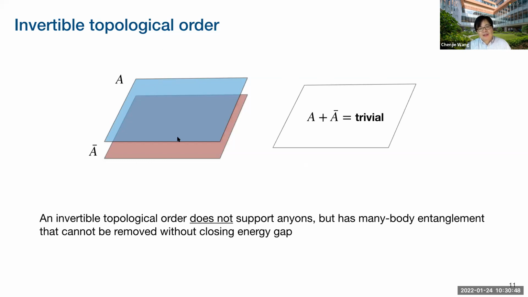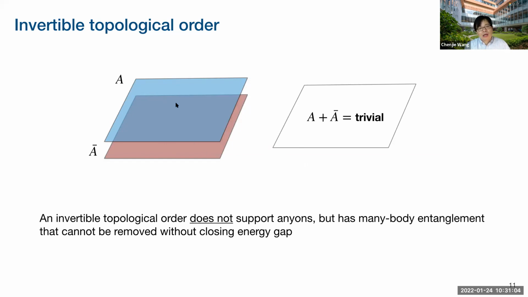When you stack them together, you find that when they combined, it's actually a trivial state. So there's no topological order at all. That's before we consider symmetries. So that all immediately says that invertible topological order does not support anyons.